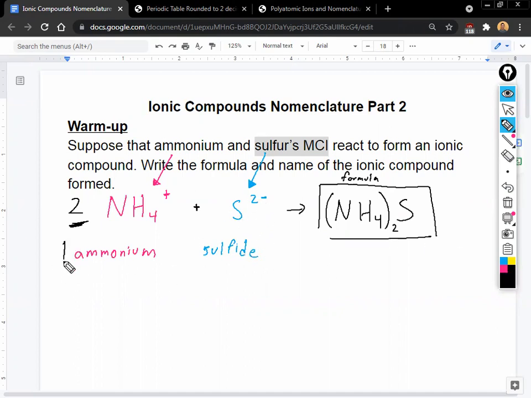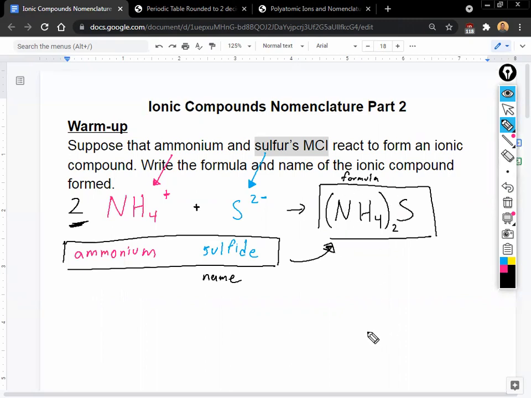Okay, and there you go. That is the name of your ionic compound. This is the name. Okay, so the formula for this ionic compound is NH4 in parentheses 2 S, and the name is ammonium sulfide. All we need to do is write the positive one first and then the negative one second.